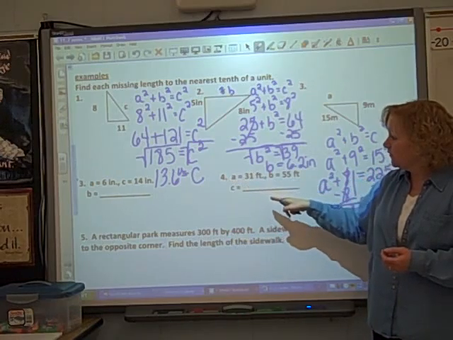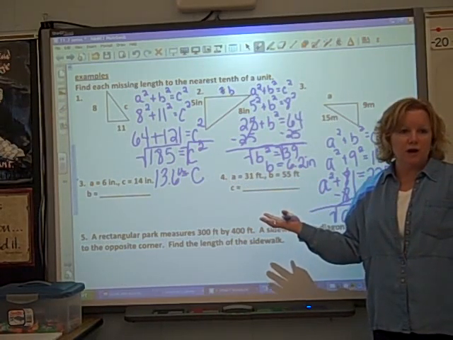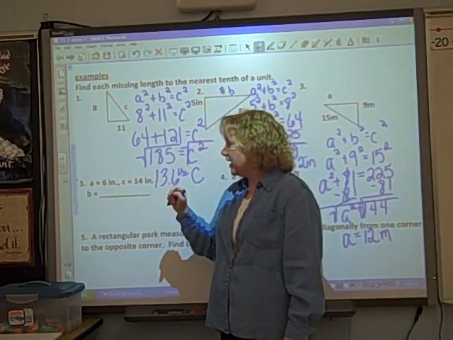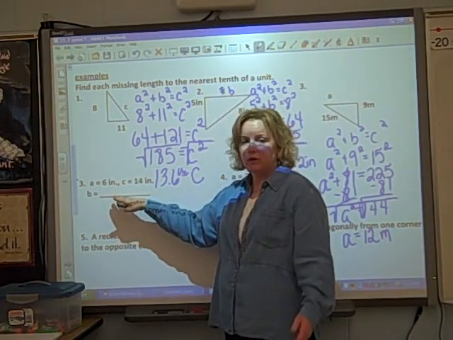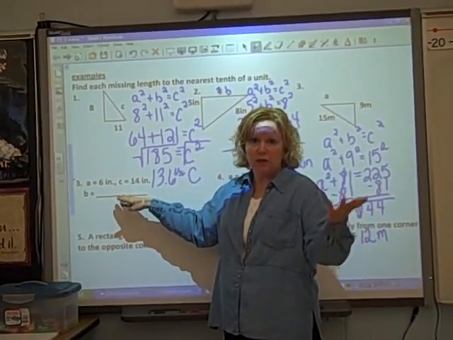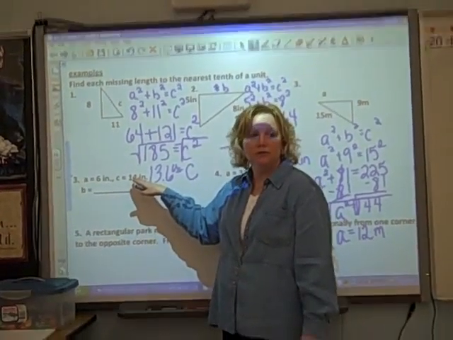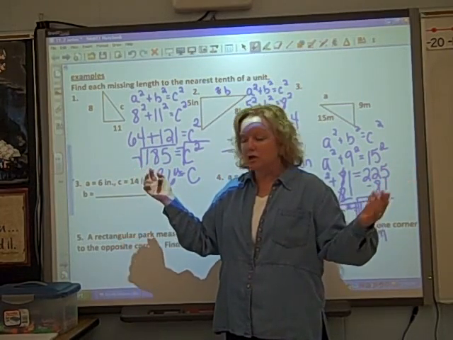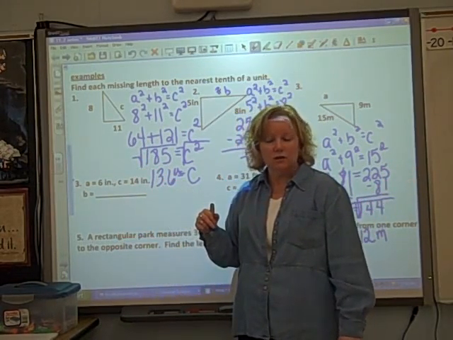Now on 3 and 4, they're just not drawing the triangle. But you get the idea, right? So you're going to put in what for A? 6. What am I putting in for B? B, because I don't know, right? What am I putting in for C? 14. Okay, you feel like you're okay with that? You can do those? You do it, I'll do it. We'll see if we get the same answer, okay?